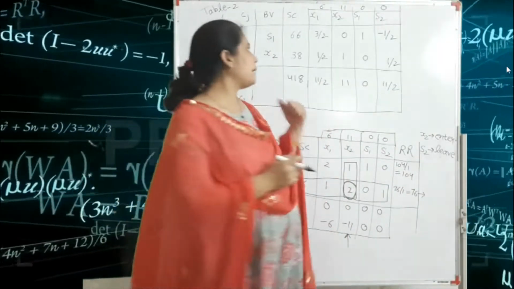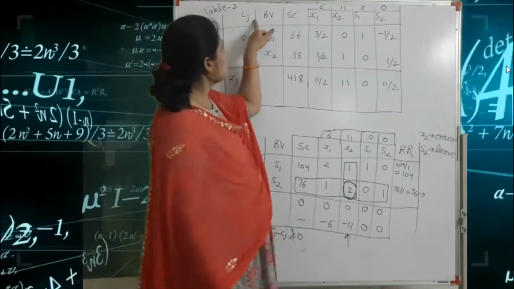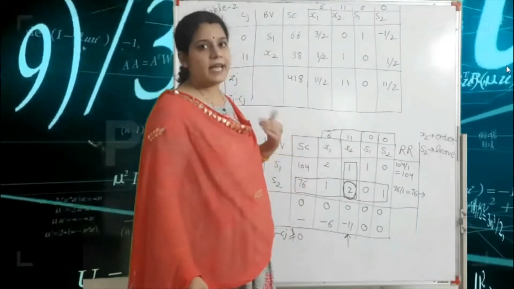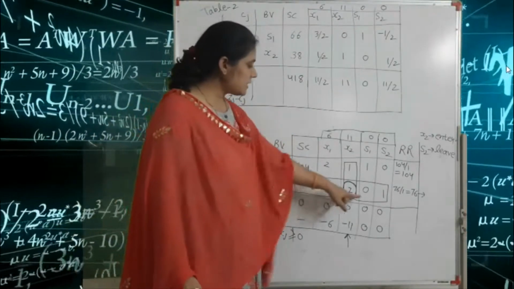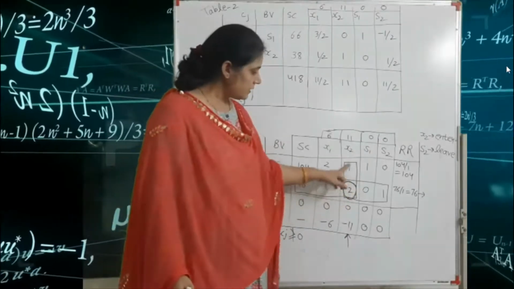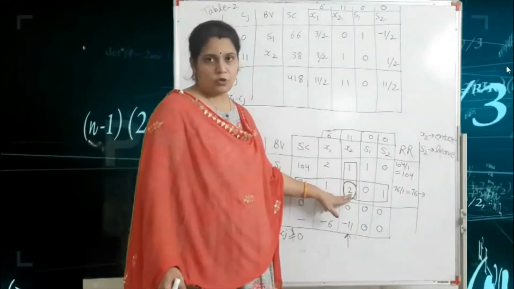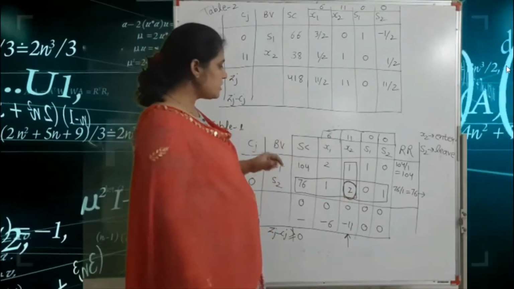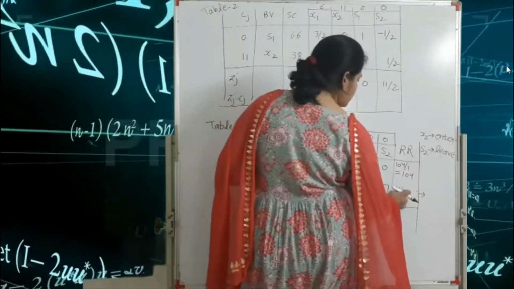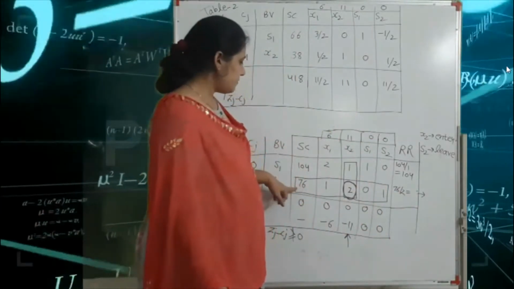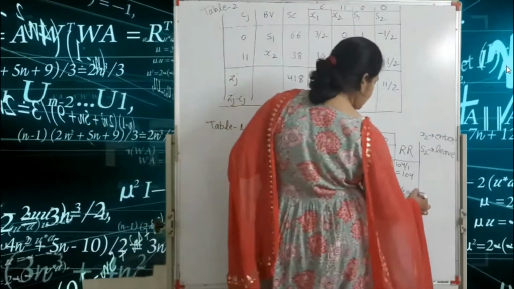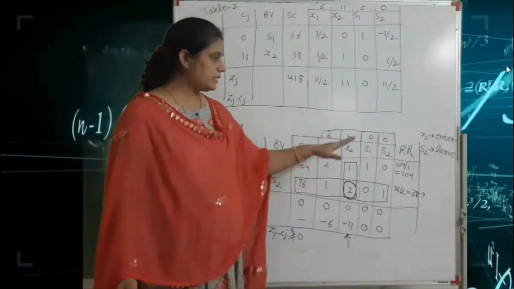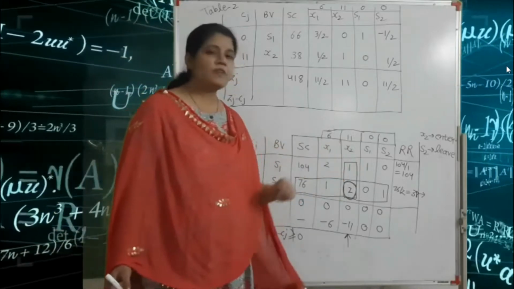So this is our table 2: Cj, basic variable, solution constant, x1, x2, s1 and s2. For table 1, this is our key row and this is our key column. The intersection point is here, 2. There is some correction, here is 2. So 2 is your key number. So here we write 76 divided by 2, that means 38. x2 enter and s2 variable is leave.